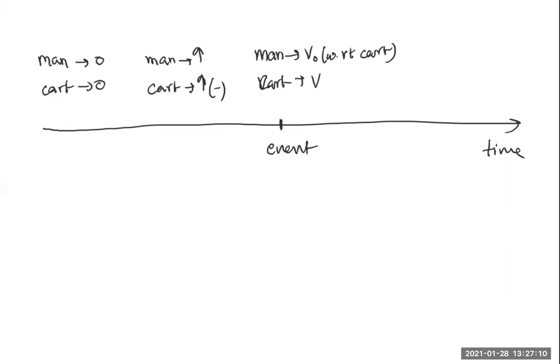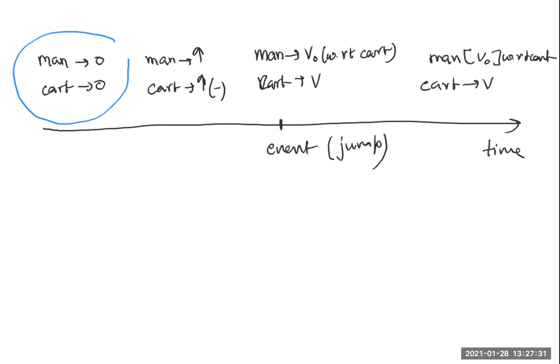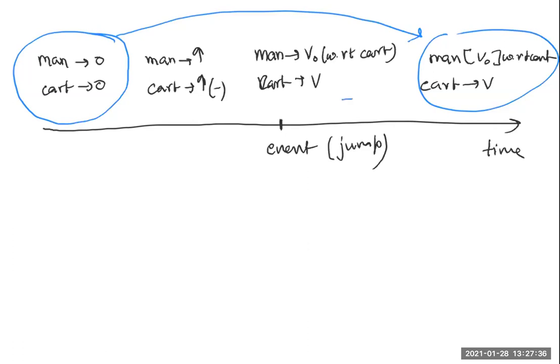Right? The event happens, the jump happens, and after that forever the cart's velocity will be v and the man's velocity will be v naught with respect to the cart. So what we are doing basically is we are saying that look, the momentum in this situation and the momentum in this situation, or this situation, either will be the same. But the problem is that the velocity of the man has been measured with respect to the cart. You just need to convert that velocity to velocity with respect to the ground. That's it.